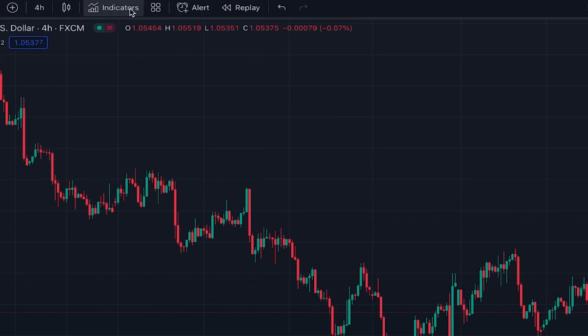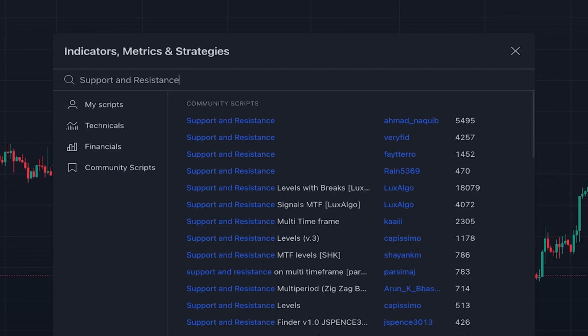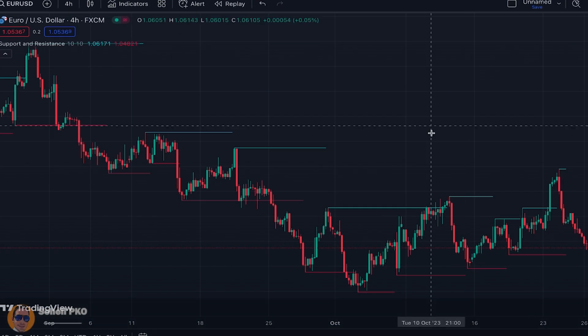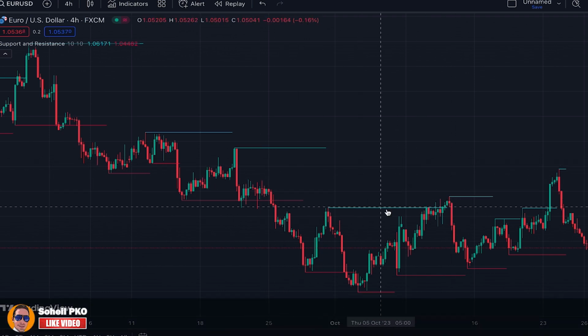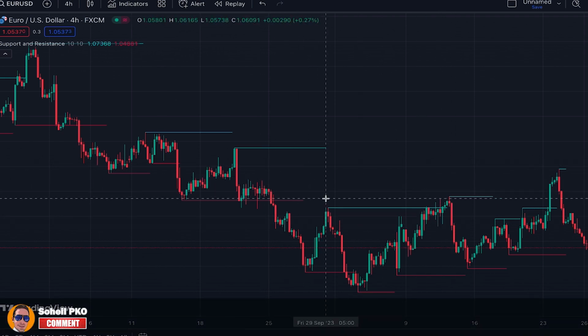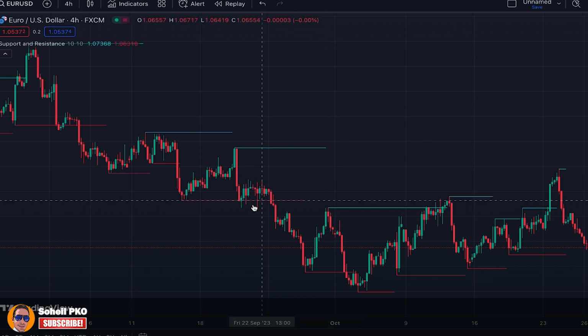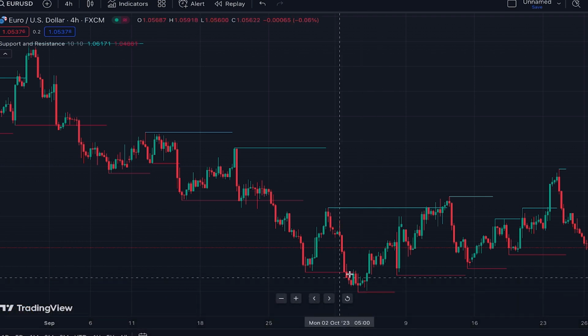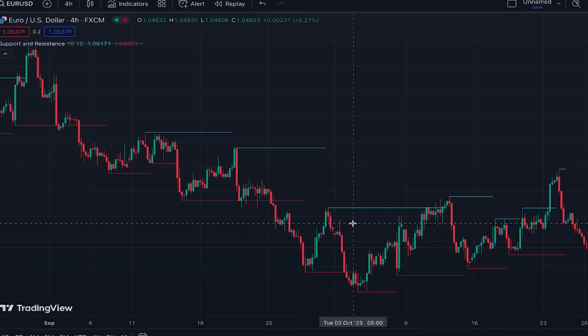Here we click on indicators and we search support and resistance. We add this one, which is written by someone named Ahmed Nakib. Alright, as you can see, this indicator draws support and resistance levels on the chart. This is a very basic indicator that uses the pivot points on the chart to draw these lines. If you need a simple indicator just to draw some basic support and resistance levels on the chart, this can be a good choice for you.